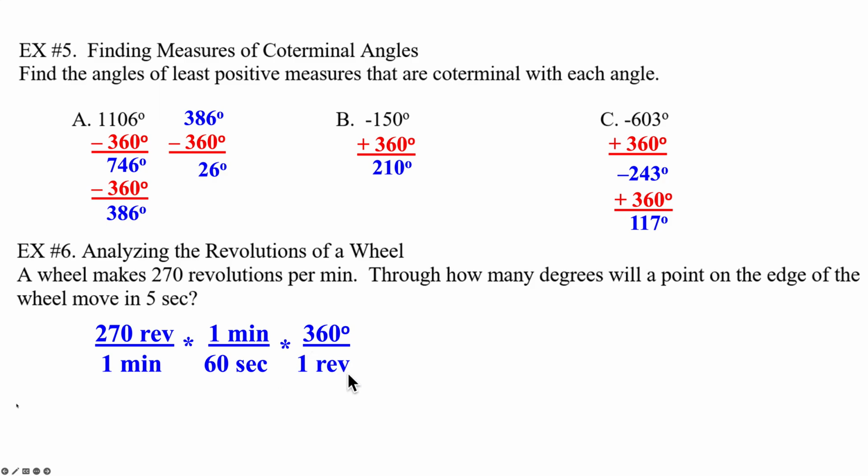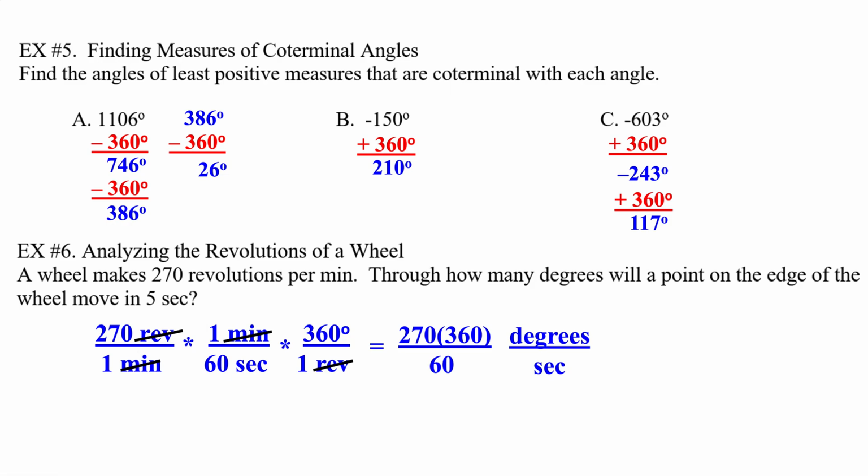Now, how do I know which way to write the fraction? My goal is to cancel units. So I chose to put 1 minute over 60 seconds because I have minutes in the denominator. So I need, in this fraction, minutes in the numerator. That way they cancel. How did I know to put 360 degrees over 1 revolution? I need to cancel revolutions that were up in the numerator. They cancel. So now I can multiply this all out.